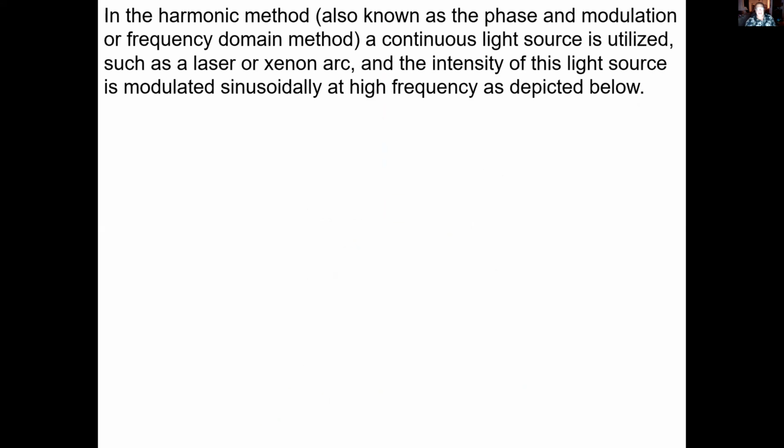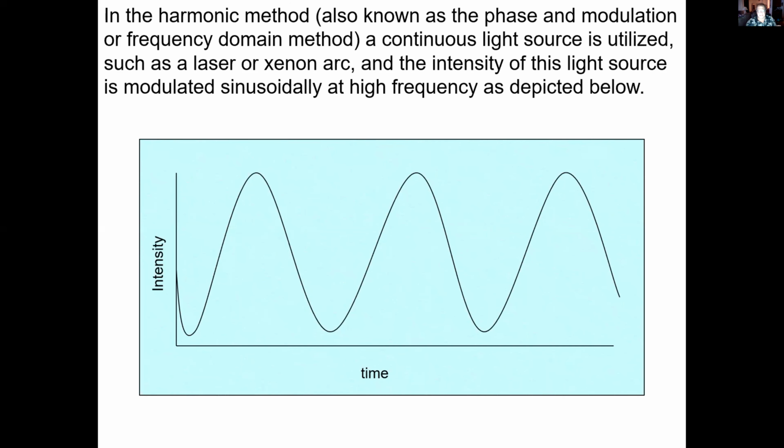Well, that's the time domain. What about the harmonic or the frequency domain, also called phase and modulation? Well, traditionally you use a continuous light source, such as a laser or even a xenon arc, and the intensity of the light source can be modulated sinusoidally at high frequencies, as shown here.